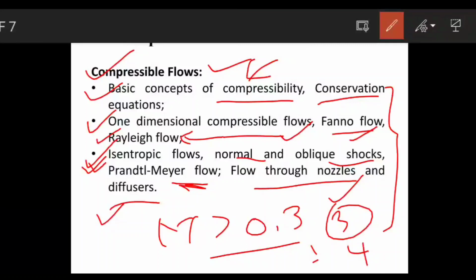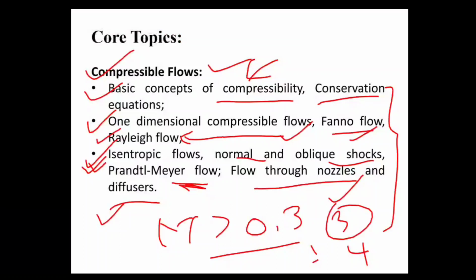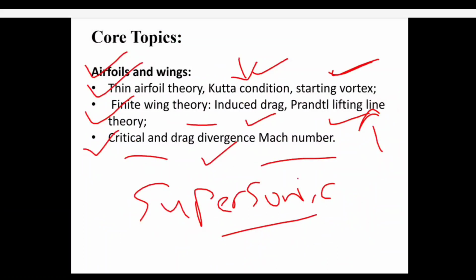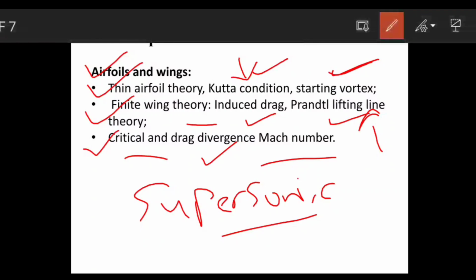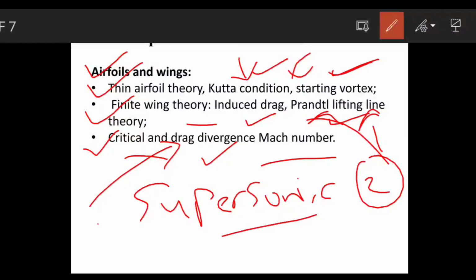So this is about compressible flow, and I need to go back a little bit because I forgot something. I am going back to airfoil theory, guys. Here I need to mention one thing. You can easily find 2 mark questions in Prandtl lifting line theory and the Kutta condition, 2 questions easily. And one question you can easily find from critical Mach number, or drag divergence Mach number. Otherwise, in some papers you can find 2 marks numericals on critical Mach number also. So airfoil and wing is very important.